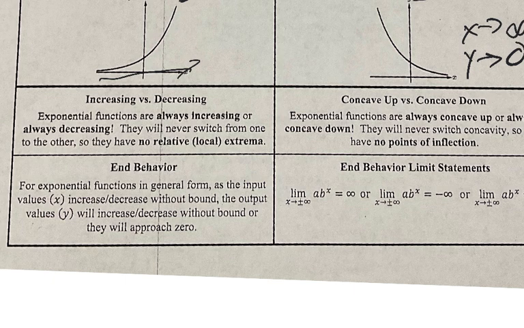Exponential functions are always increasing or always decreasing. They never switch from one to the other. So there's never a local extrema, right? No local max or local min, because it's always increasing or always decreasing. Exponential functions are always concave up or concave down. They never switch concavity. So that's some of the reasons why these are so important in calculus, because they're consistent in that way.